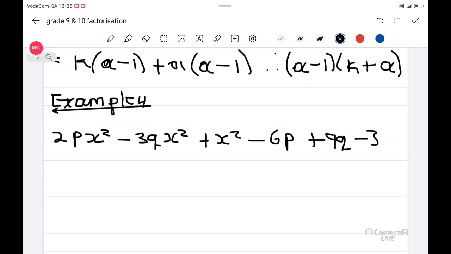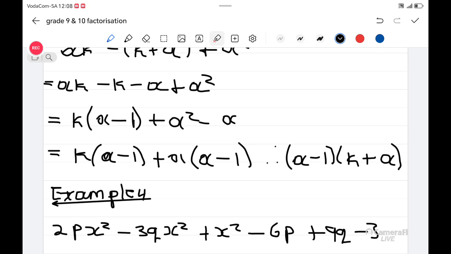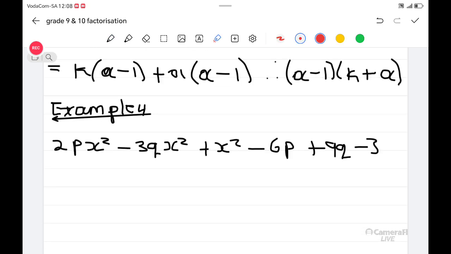Last example. And the last example, what do you have? You have 2px squared minus 3qx squared plus x squared, minus 6p plus 9q minus 3. How many terms? 1, 2, 3, 4, 5, 6. But you can group them in 3. These terms, the first 3.